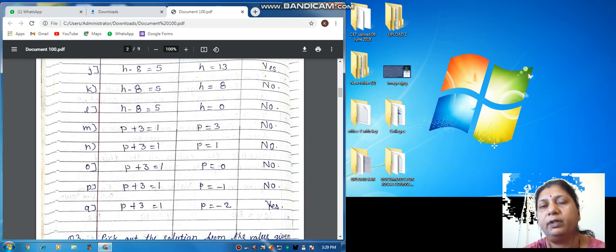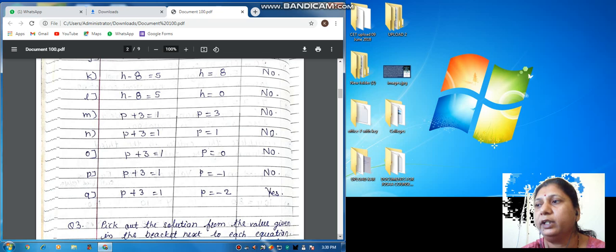P is equal to minus 2. So minus 2 plus 3. What do we get here? 1. So 3 minus 2, what do we get here? 1. So yes. It is the satisfied equation. So it is yes. Does everyone understand? It is so easy, but we have to understand what the equation is and how we have to solve it, right?